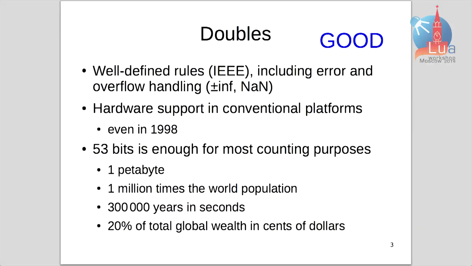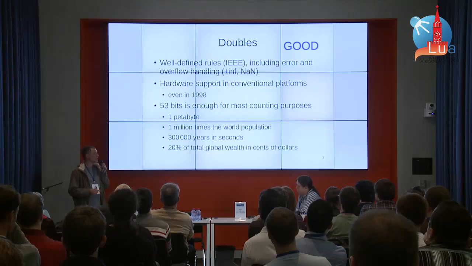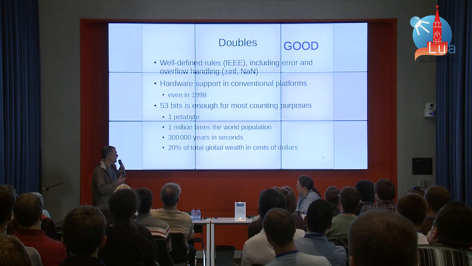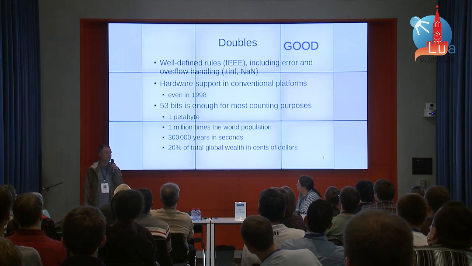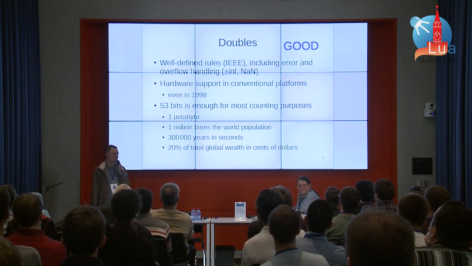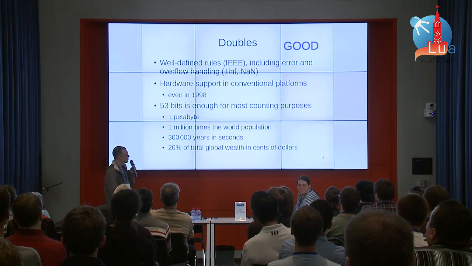And 53 bits is how many bits we have in the mantissa for the number, so it's the precision, and it is enough for almost anything that we have to count. For instance, we can count 1 petabyte, we can count 1 million times the world population. If you count seconds, for any time system, we can count 300,000 years. We cannot count all the global wealth, but we can count a big part of it. So it's good enough for almost anything we need to.